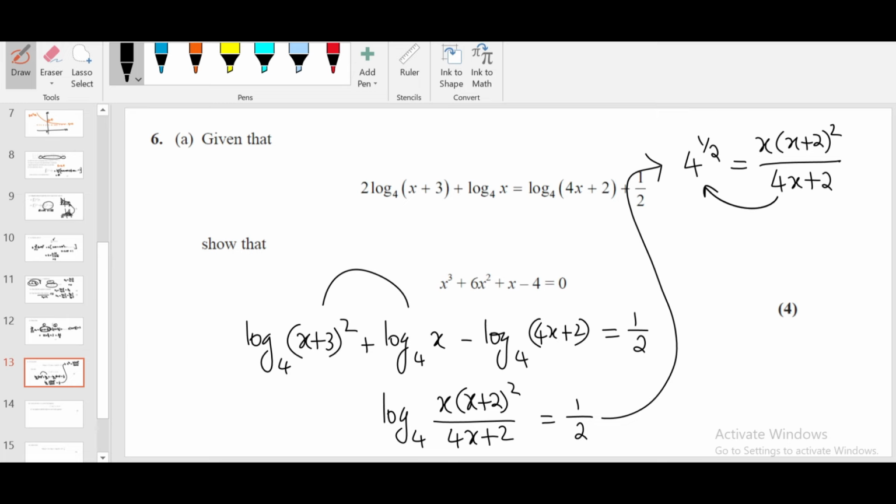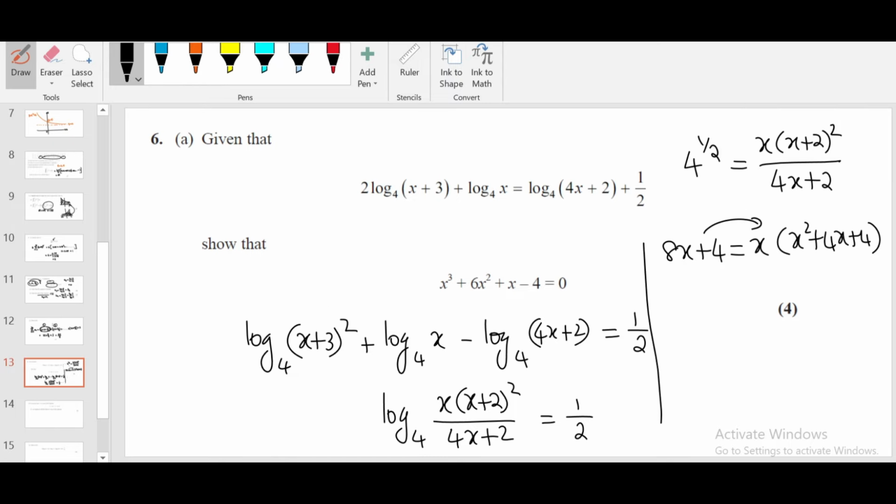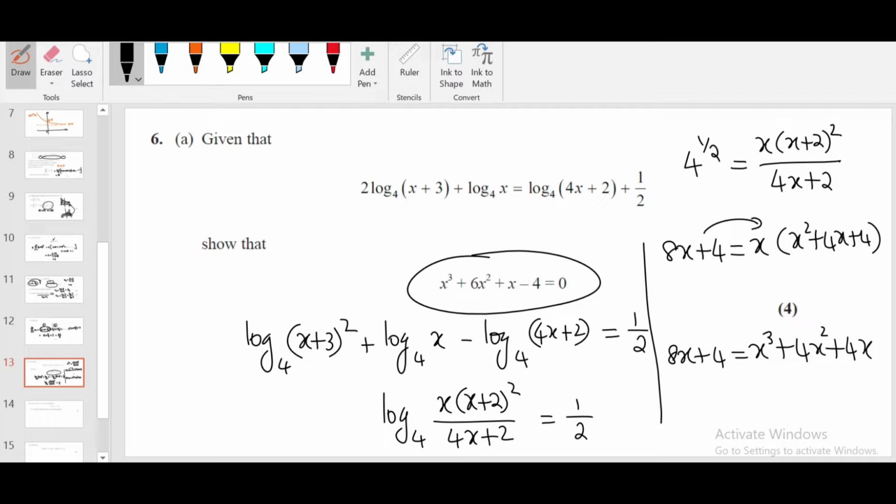4 power half is 2. Bring it here. It becomes 8x plus 4 is equal to, expand it, x square plus 4x plus 4. Open the bracket and put everything on one side. So you will get 8x plus 4 is equal to x cube plus 4x square plus 4x. We're not getting this equation. Something is wrong because, oh sorry, I made a little mistake. It's x plus 3.